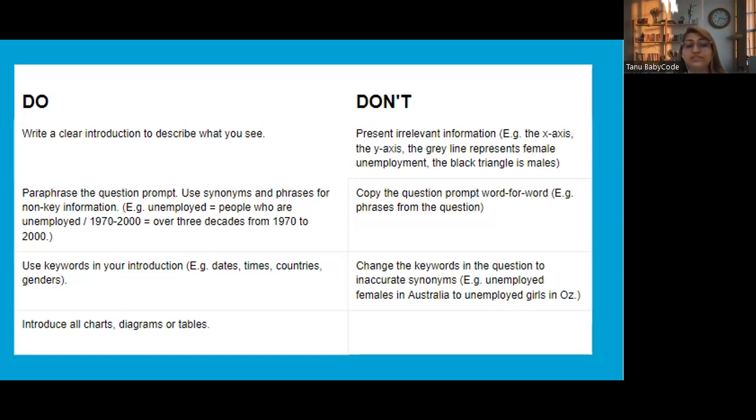Third, do use keywords in your introduction. You can talk about date, time, countries, gender, whatever keywords are there, you can use them in the introduction. Don't change the keywords in the question to an inaccurate synonym. Please do not change it to something inaccurate, like changing unemployed females in Australia to unemployed girls. No, not that. Okay? Because it will change the meaning also.